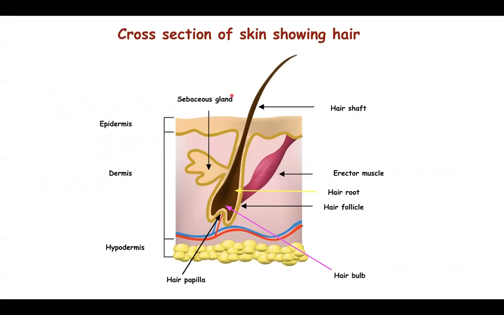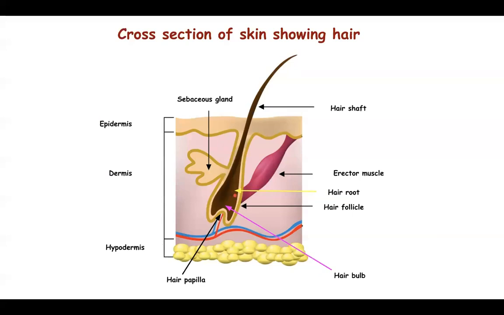Now, here you see the cross section of skin showing hair. That's the first derivative which we are going to do. There is one part of the hair which projects outside the epidermis of skin. A little bit of it goes inside the dermis as well. This part is called the hair shaft. The part of the hair which is present in the dermis is called the hair root.